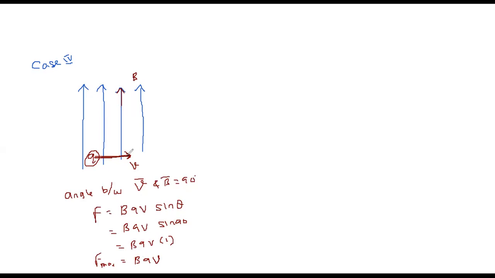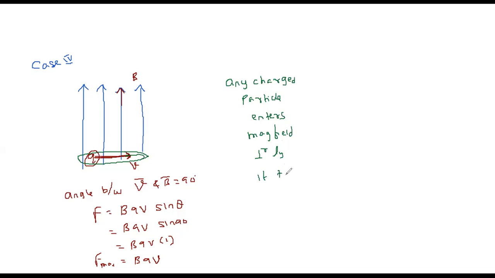And not only that, what happens? It starts rotating. It takes a circular path. So any charged particle that enters a magnetic field perpendicularly traces a circular path.